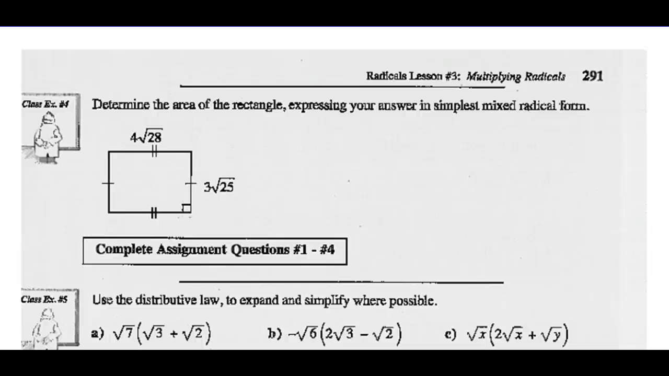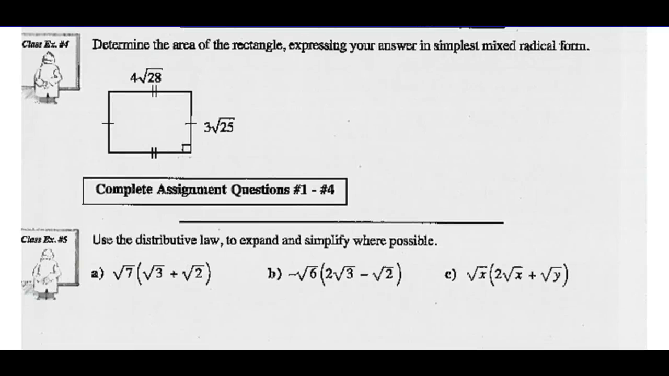Let's look at example 4. Determine the area of the rectangle. Express your answer in simplest mixed radical form. So we know the area of a rectangle is length times width. We know the length, we know the width, so I could write this as 4 root 28 multiplied by 3 root 25.